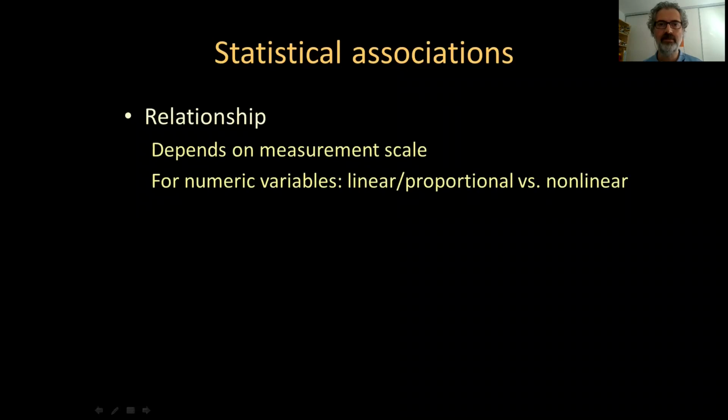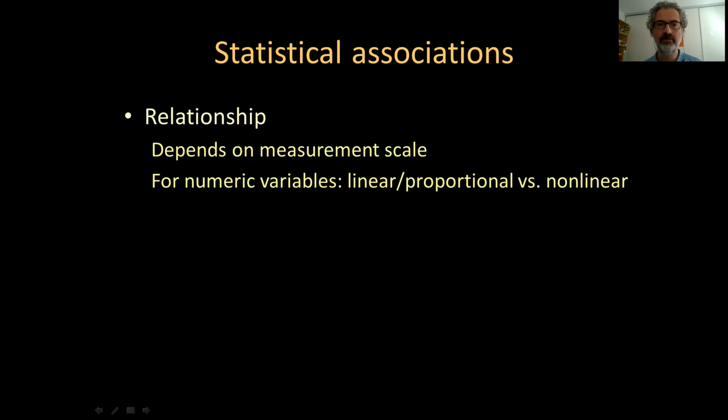So two variables can be related, or there is a relationship among variables. The forms that relationships can take depends on the measurement scales of the variables. And we will see some examples about different kinds of scales. When the variables are numeric or quantitative, the relationships can be linear or proportional, which means the same thing, or they can be nonlinear. And we will also see some examples of what that means.